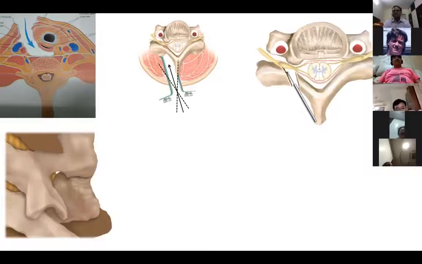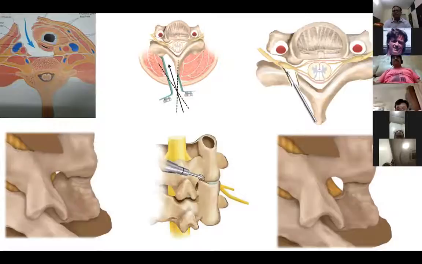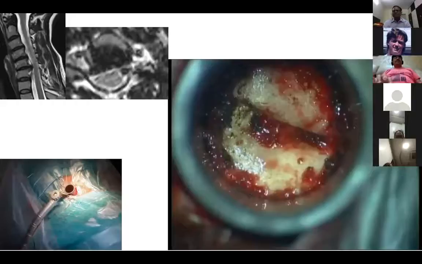The facet, and you see here the amount of drilling which is required to reach the laminoforaminotomy in this picture. I'm going to show you some videos of this case, and you see that the disc and the root are being exposed when you make a small keyhole approach when you're doing a posterior laminoforaminotomy. So this is the patient I'm showing you the video of.